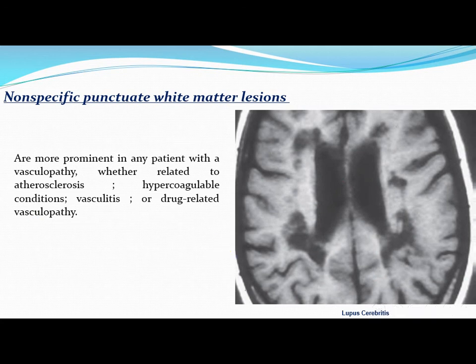Nonspecific punctate white matter lesions are more prominent in any patient with a vasculopathy, whether related to atherosclerosis, hypercoagulable conditions, vasculitis, or drug-related vasculopathy. The axial T1 image shows numerous dark signal periventricular lesions with associated deep white matter loss and ex vacuo ventriculomegaly. This is chronic lupus cerebritis.